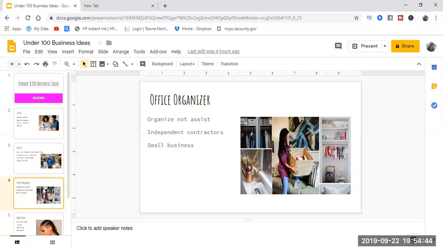Office organizer. Now, this is not a maid. This is not somebody that's your personal assistant. This is literally somebody who comes in to organize your office space. I actually did this. I actually fell into this. I ended up doing independent contracting for State Farm. My mom knew a guy in her office building who was looking for somebody to come and organize his office space, and he was an independent State Farm agent. So I went in and I literally organized his whole space.